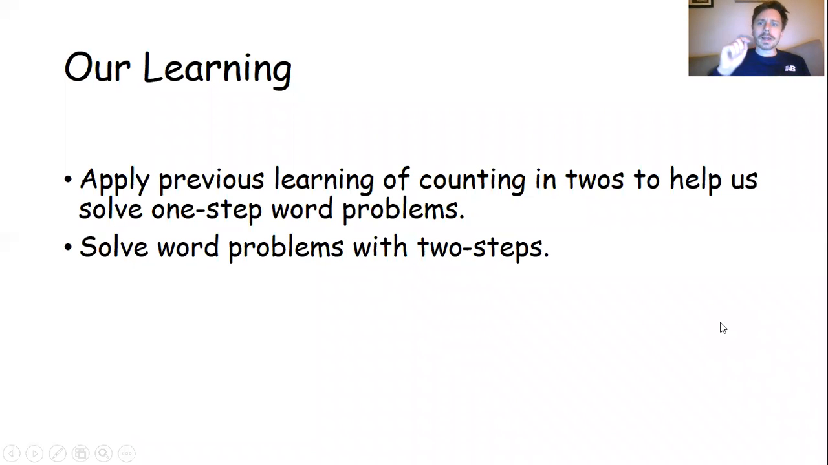Our learning today is about continuing with our previous learning about counting in twos. But we're going to be looking at word problems. Now, word problems can be a little bit tricky. So rather than going all the way to 50, today we're just going to concentrate on working within 20, so we get confident with the process of how we work out word problems. I don't want you to worry too much at the moment about working with bigger or larger numbers, because it's important that we get this right now.